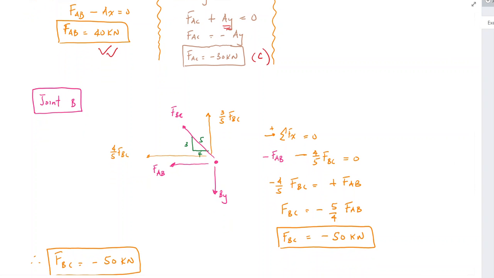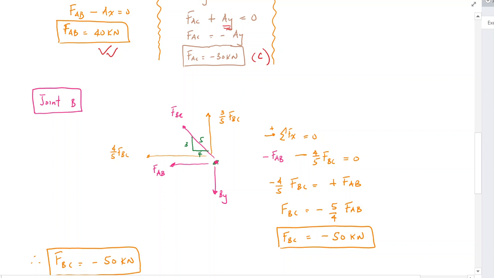Again, this is all from EGT 136. I'm just using that knowledge. That's what I knew how to do first, and I just did that first and saw where that takes me. So now I need to find out what FBC is. So I'll draw, again, a free body diagram of joint B.